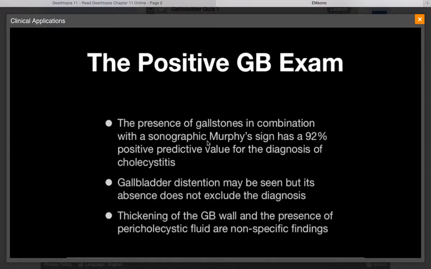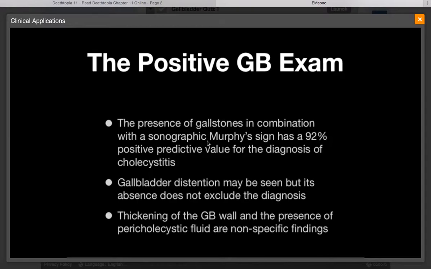How about the patient with a positive gallbladder exam? The two most important sonographic diagnostic criteria for the diagnosis of acute cholecystitis are the presence of gallstones and a positive sonographic Murphy sign. In combination, the positive predictive value is 92%.